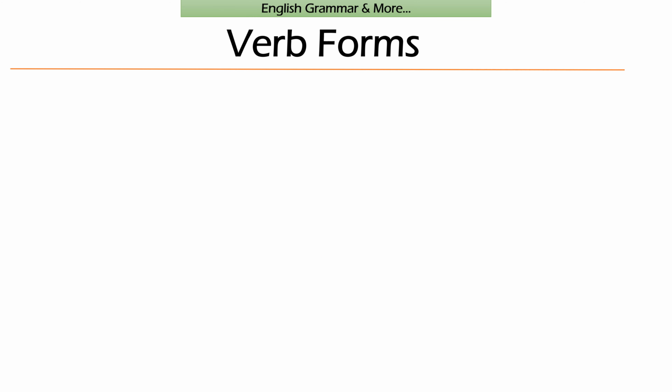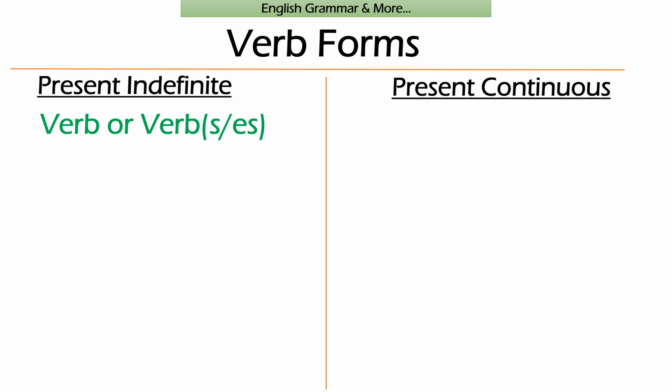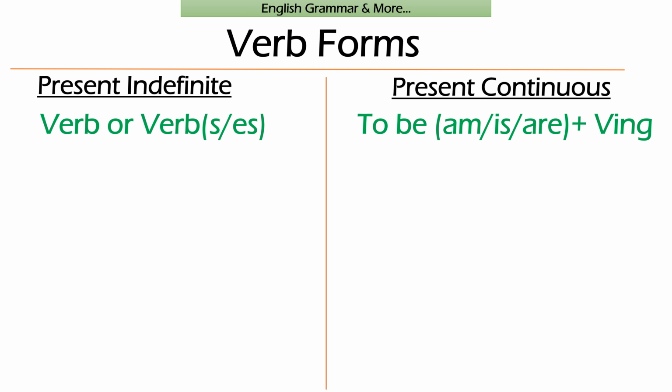Let's first start with the difference between the verb forms used for these two tenses. For the present indefinite tense form, we use the verb in its root form. However, when the subject is a singular noun or the third person singular personal pronoun, such as he, she, it, we add s or es to the root of the verb. However, for the present continuous tense form, we use to be in the present tense, am, is, are, followed by verb ing. Now, let's look at it in a few examples.